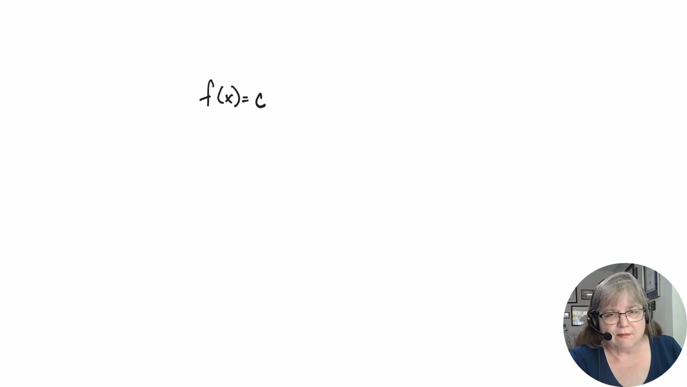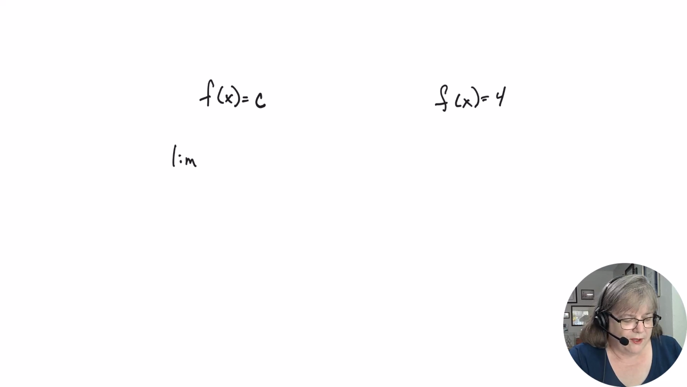So let's start off with a constant. Now that may not look like a polynomial, but constants are in polynomials. So if we're trying to do the derivative of a constant, where f of x is equal to some number c, like f of x would be equal to 4, or y is equal to 4, something like that.